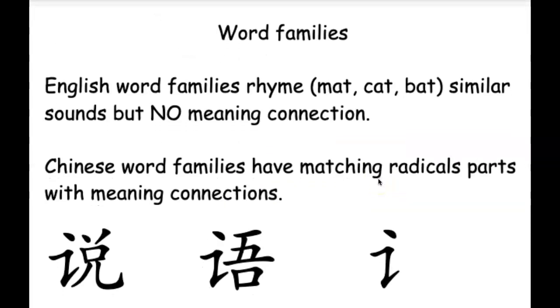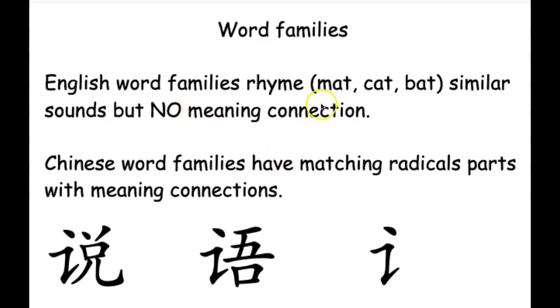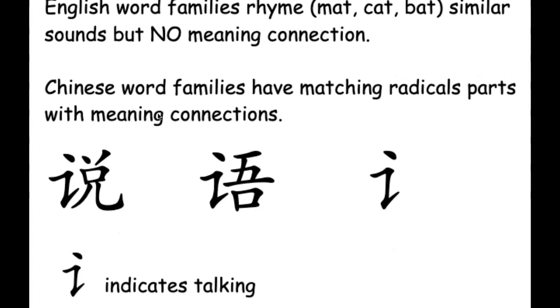So in English, word families rhyme. Mat, cat, bat, sat. Similar sounds, no connection with the meaning. A mat and a cat, there's no connection with bat, no connection. They just have AT. Mat, cat, bat, sat. That's how we learn how to spell in our language. Chinese word families have matching radicals or parts with meaning connections.